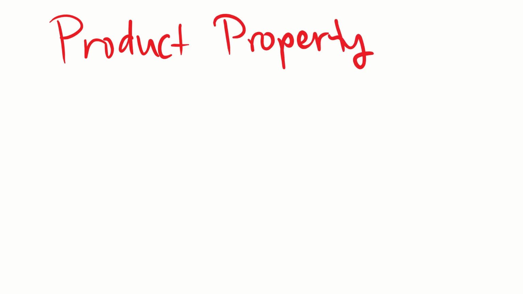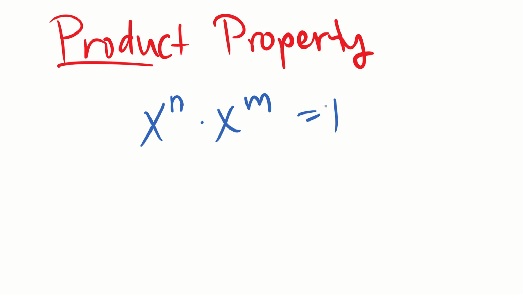Next one is the product property. And these have different names, but the idea is the same. So you'll see product somewhere in the name, rule or law or something like that. If I have x to the n, and we'll just pick some letters, so algebra right now, times x to the m. Notice the bases are the same, so I'm going to add the exponents to get my answer.